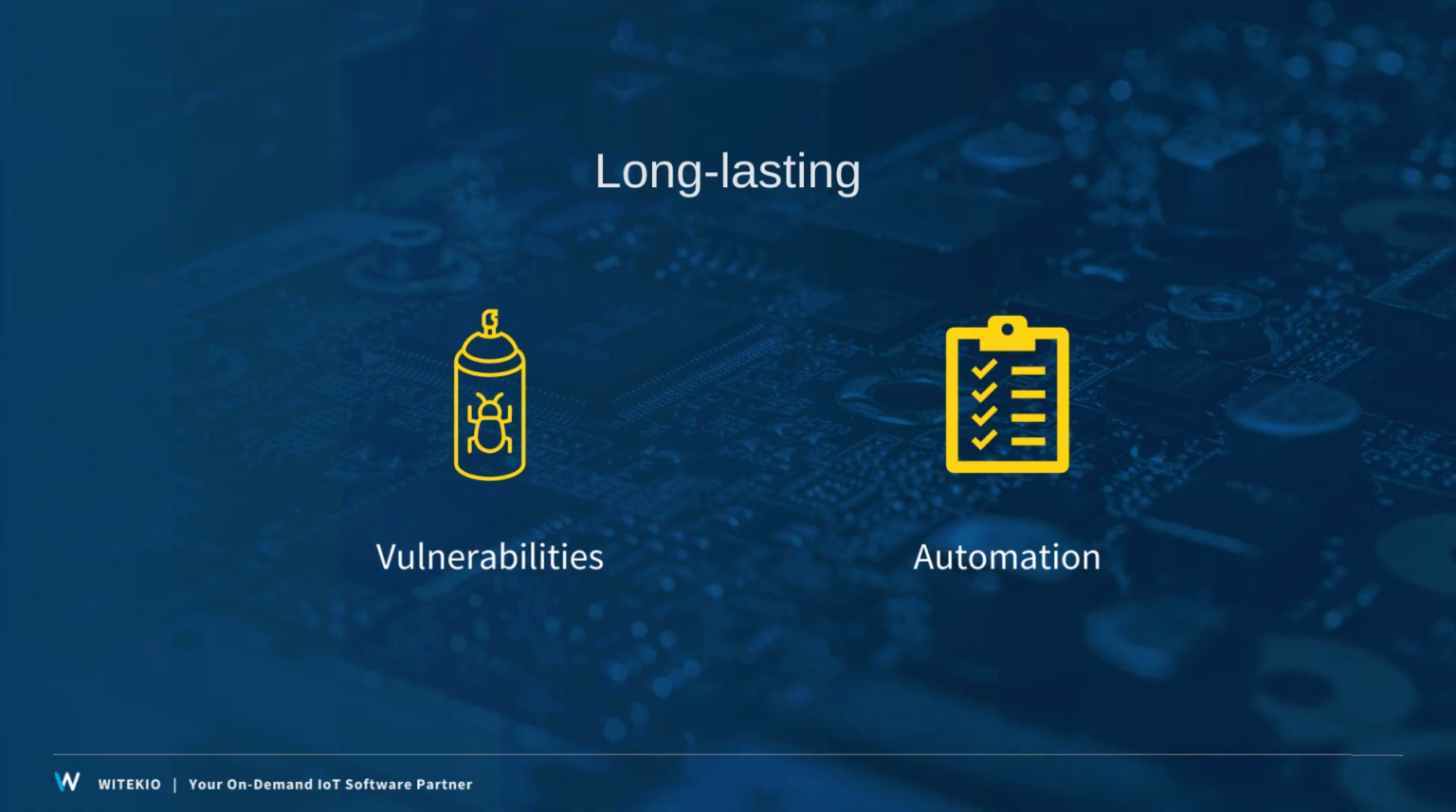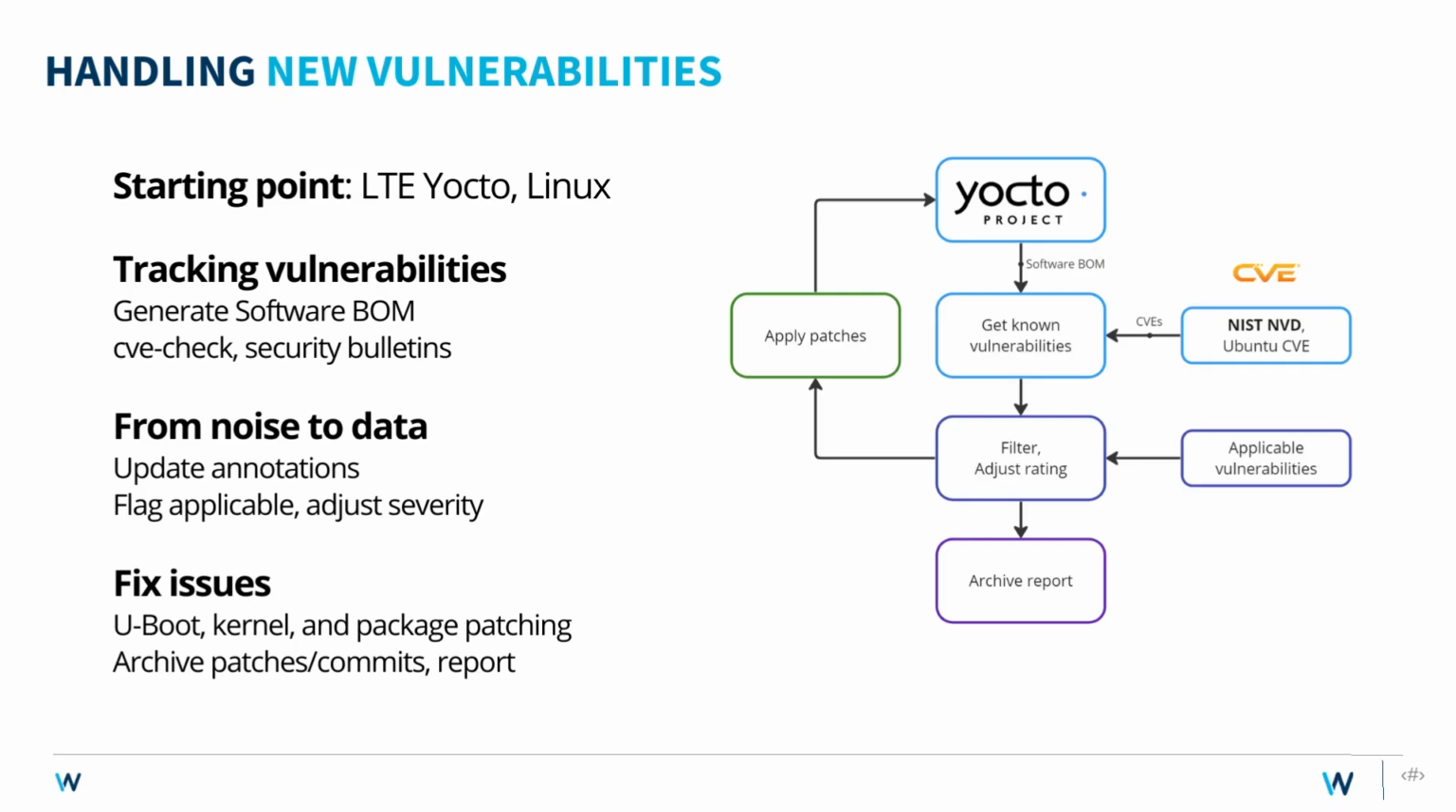Now that you have that, you want to make it long-lasting. And what I mean by that, I'm going to look only at two different aspects, which is managing vulnerabilities and automation, and how automation can help you. Vulnerabilities, we know the story. Q1 of this year, it's 7,000 new vulnerabilities discovered, I believe. It's a lot. It's not new.